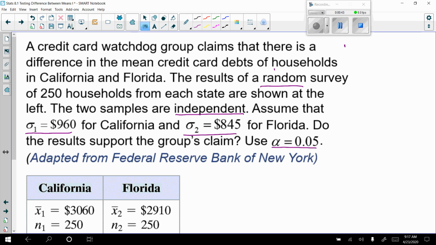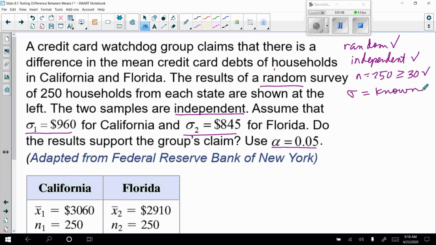So let's check our conditions. We know it's random. We know it's independent; they told us so. We know that N is 250, which is greater than or equal to 30, so we know that it is normally distributed. And we know that the population standard deviations are known. So the conditions are met, and we can proceed with a z-test.